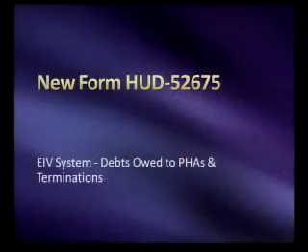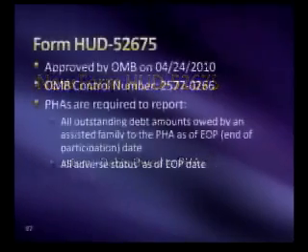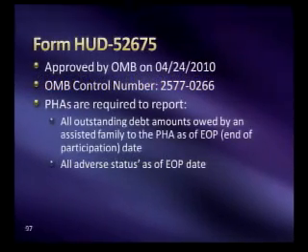Okay, I love this new form. Form number 52675, it's the debts owed to PHAs and Terminations, notice to applicants and tenants. Again, this form is required because it has an OMB number, and the OMB number is 2577-0266. They were approved right around the same time that the EIV access authorization form was approved. And PHAs are required now to report to HUD any family who has left the program on bad terms and or owes a debt.